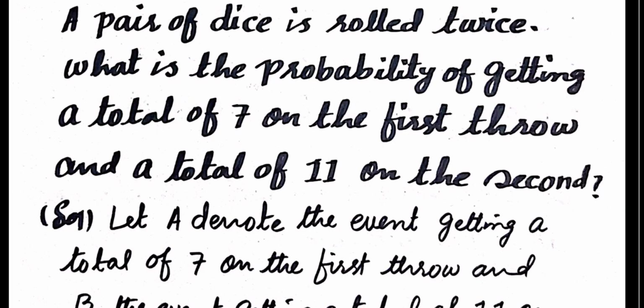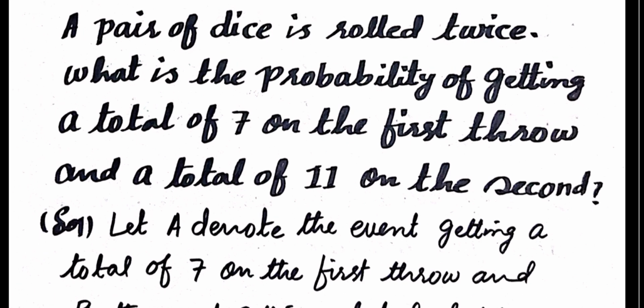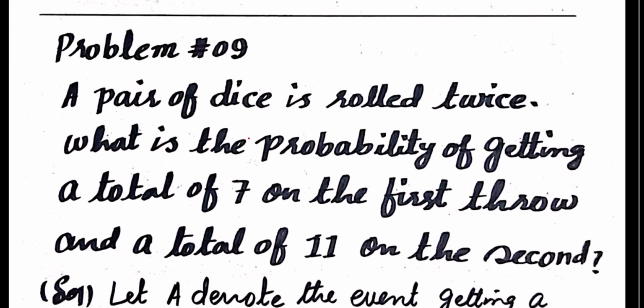Next, a pair of dice is rolled twice. It means the total outcomes will be 6 into 6, that is 36, because on a single die there are 6 outcomes. So a pair of dice means 6 into 6.